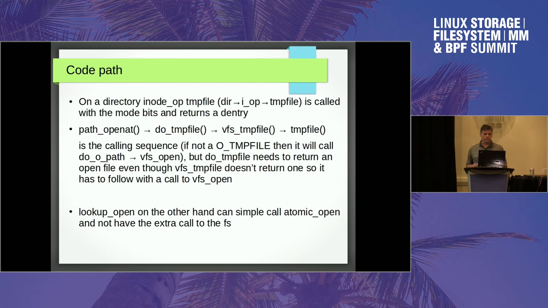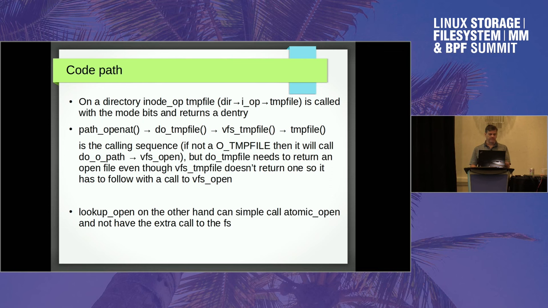So what is the code path that goes on here, right? So the inode.tmpfile is called with your mode bits, and it returns an entry on a directory inode. So you do this path open at, do_tmpfile, vfs_tmpfile, tmpfile. So in the calling sequence, if this isn't a temp file, then it's going to call do_path and then vfs_open. But in the temp file path, it's going to call vfs_open after it's done this create temp file. So lookup open, on the other hand, just simply calls atomic open. So we don't have that issue of create, close, open. So it's easier in the open create path than it is in this one.